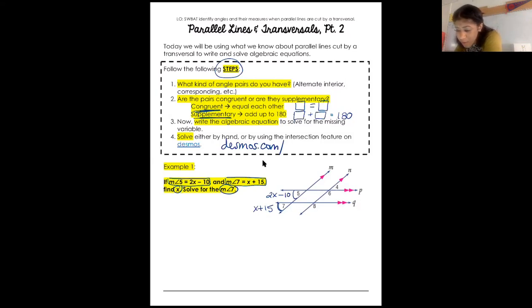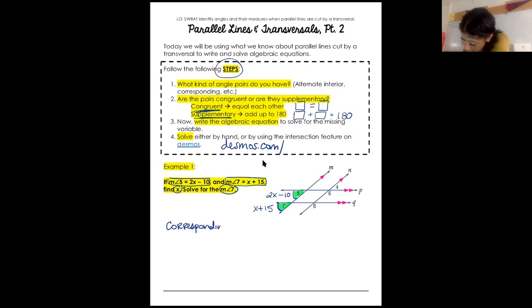Let me make it highlighted so you can see it better. We have this angle here, and we have this angle here. What kind of angles are those? They are corresponding angles. They're both in the bottom left corner. So we're going to call those corresponding angles.